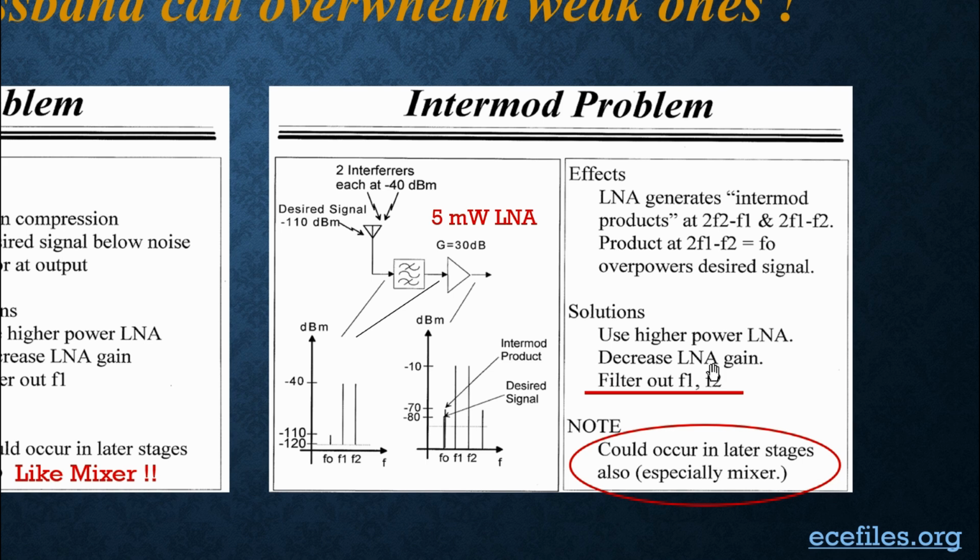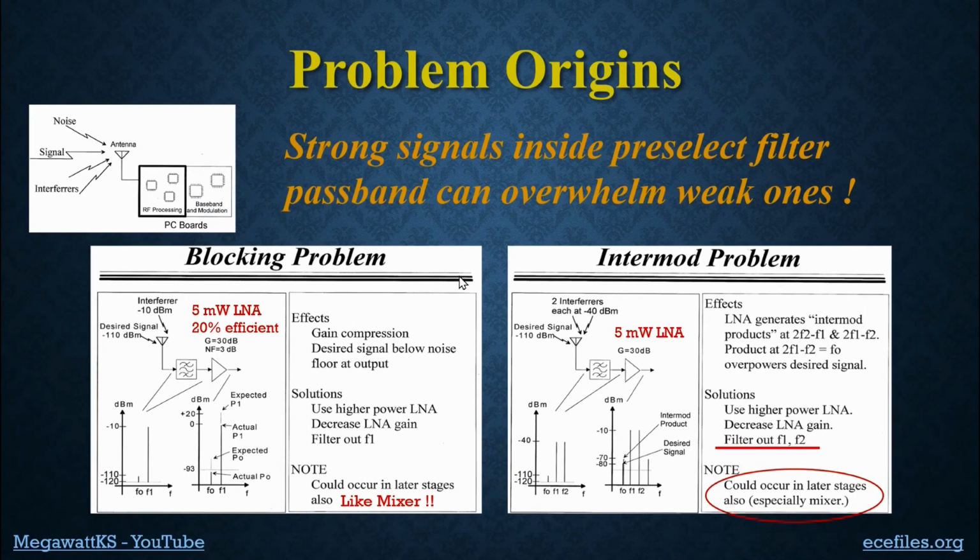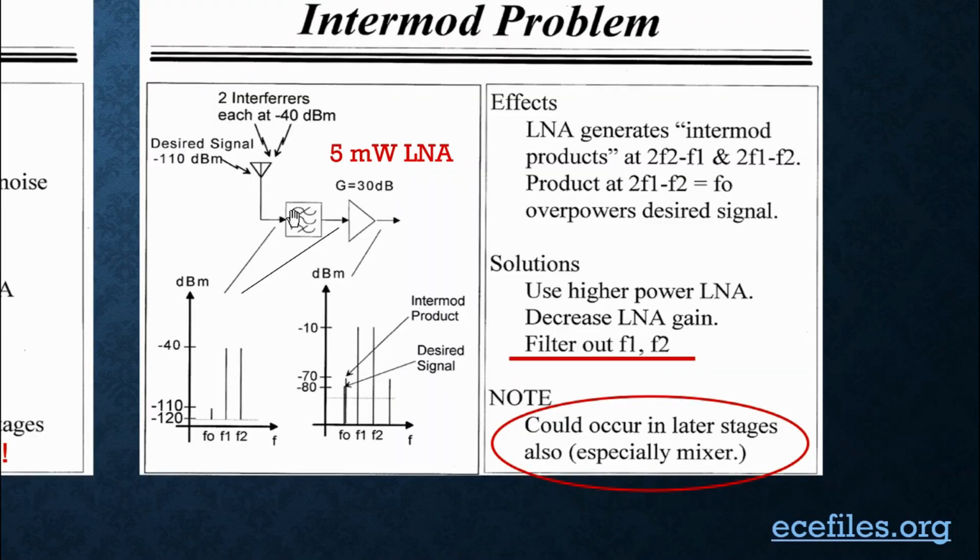You could decrease the LNA gain. That's probably a good idea. Or you could filter out F1 and F2 before they get to the amplifier. And again, that's what we're talking about here today, filter design that can do that. Design of filters to act as a pre-select filter that are so narrow that they can block out F1 and F2, or at least attenuate them to the point that they don't produce a strong enough intermod to interfere.